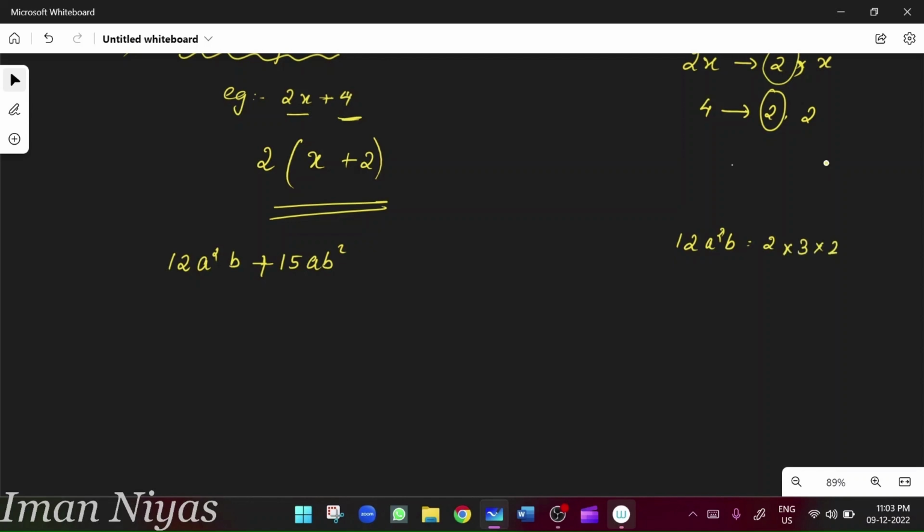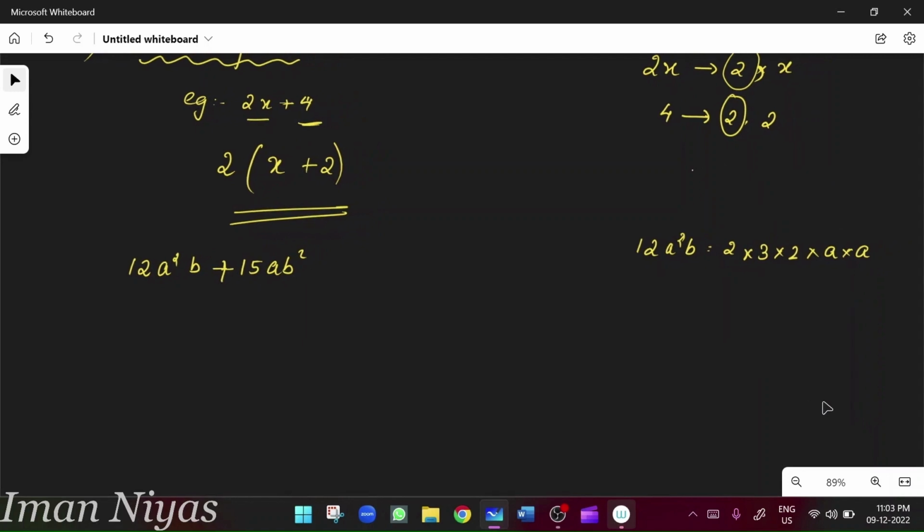We will get 12, and a square, can we write it as a into a, and there is one b as well, right? So when we multiply these together, you will get 12 a square b. Same like that, how can we write 15 a b square? The factors are 3, 5, a and b 2 times. So we can write it as 3 multiplied with 5 multiplied with a, then b multiplied 2 times.